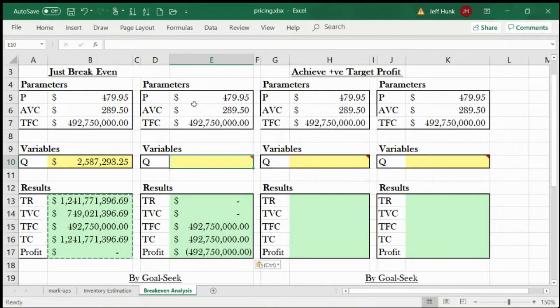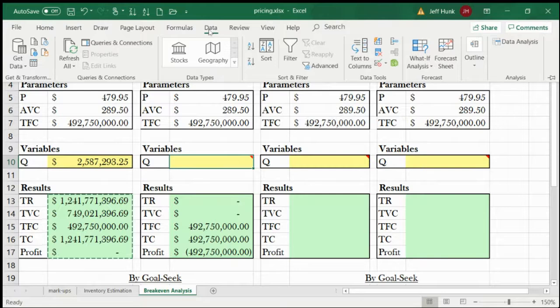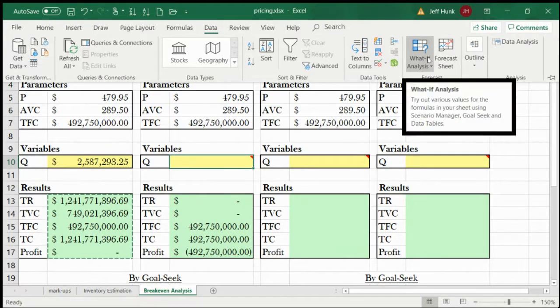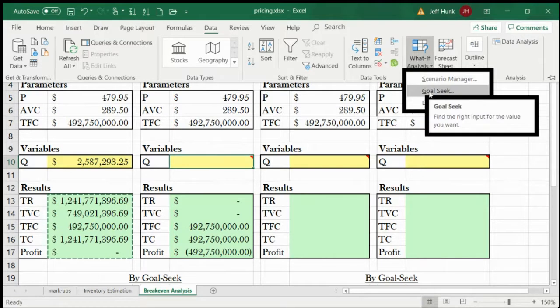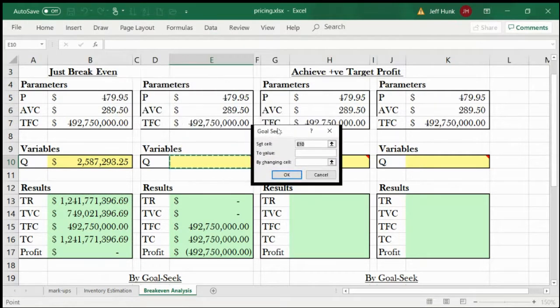Okay. Now you might wonder, why do I have the same example? Why do I have a duplicate? It's a duplicate, but I'm going to use not the formula, but I'm going to show you something called goal seek, right? Which is, if you click on the data, right, and then there is something called what-if analysis. If you click on what-if analysis, you will see goal seek.